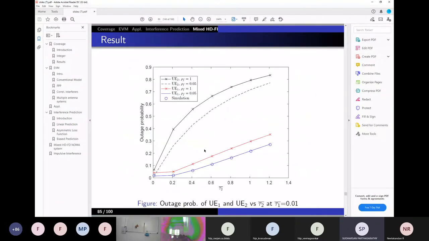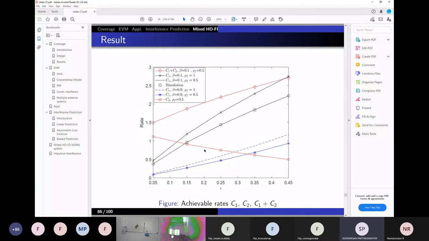Next slide, slide number 85. Again, the x-axis is threshold, y-axis is outage probability. Outage of UE1 and UE2 is plotted. And next slide, slide number 86. The x-axis is epsilon, which is a fraction of power. Outage, y-axis is rate. Slide number 87, next slide.